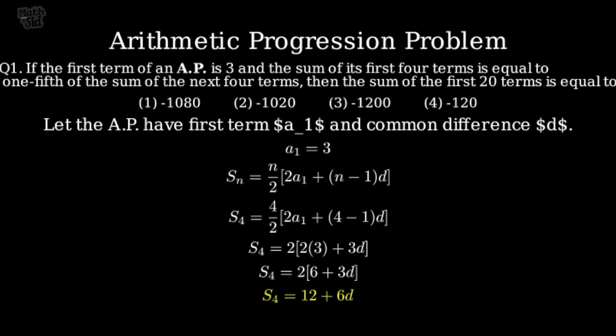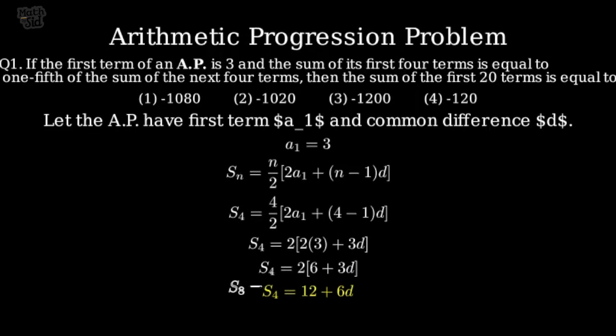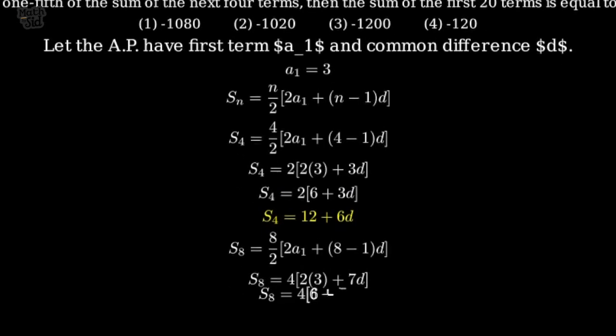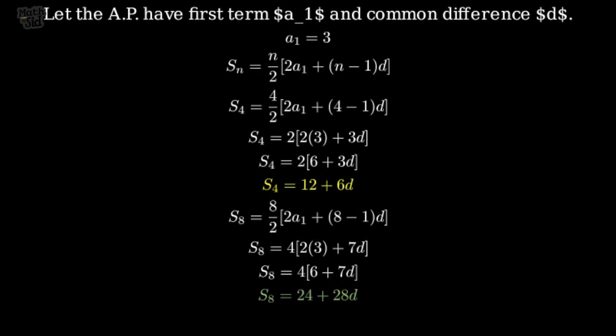Next, let's find the sum of the first 8 terms, S sub 8. Again, substituting n equals 8, and a sub 1 equals 3. The problem mentions the sum of the next 4 terms. These are terms 5, 6, 7, and 8. We can find this sum by subtracting the sum of the first 4 terms from the sum of the first 8 terms, S sub 8 minus S sub 4.